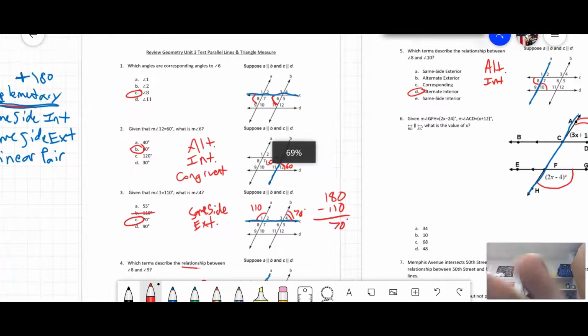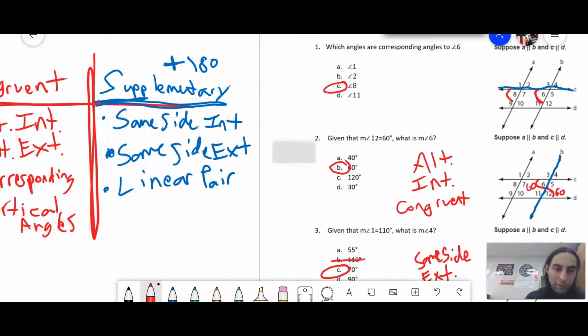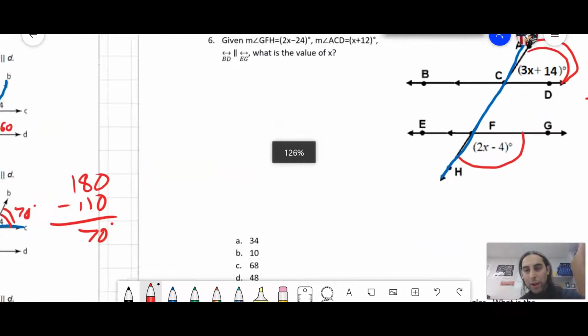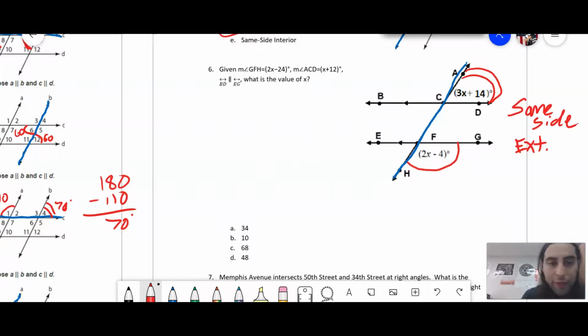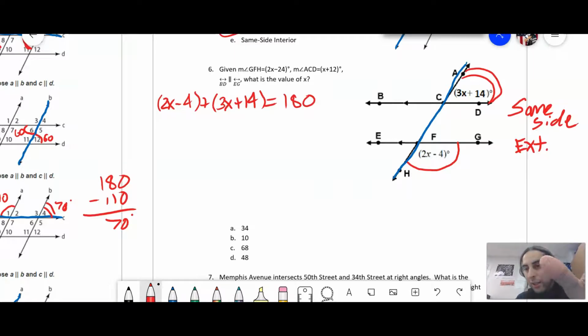Now remind me what we already know about same side exterior. Well, we said same side exterior is supplementary. That means they add up to 180. So this is going to take a little bit of work, but we're going to write out an equation where these add up to 180. So let's do that. 2x minus 4 plus the other angle, 3x plus 14, equals 180. I want you to see that I am not setting these two angles equal because they are not congruent. Same side exterior is supplementary.